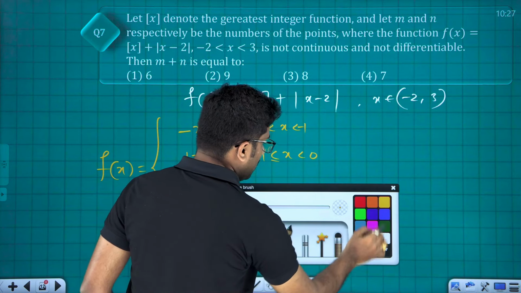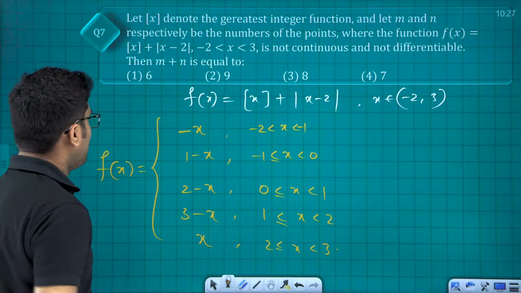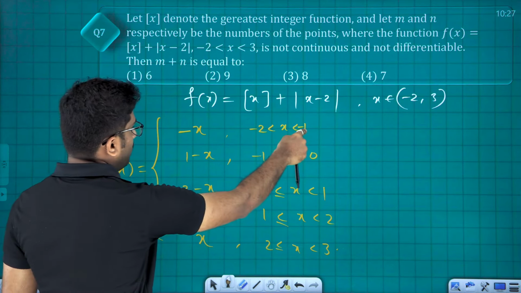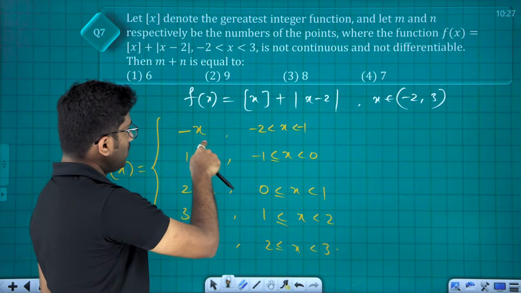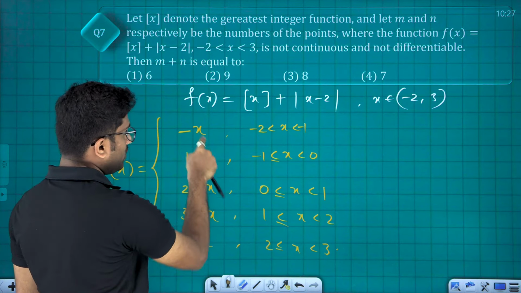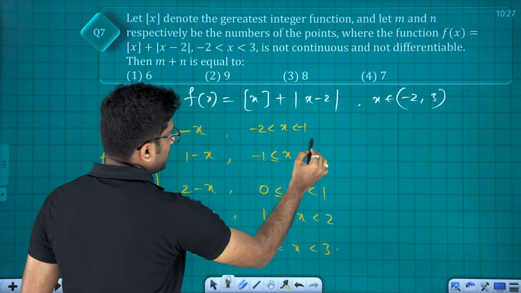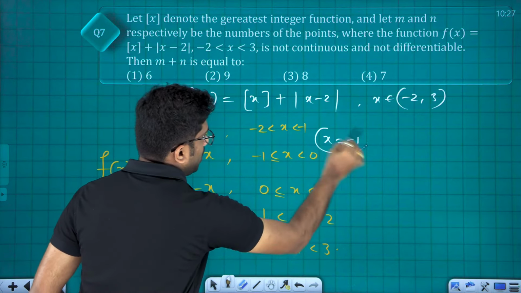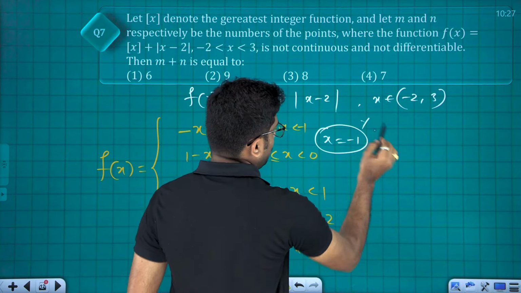Now let's see what are all the points which is not continuous first. At x equals to minus 1, if you see, minus of minus 1 is plus 1, minus of minus 1 is plus 1. Put x equals to, it is plus 2. So this is not continuous at x equals to minus 1.